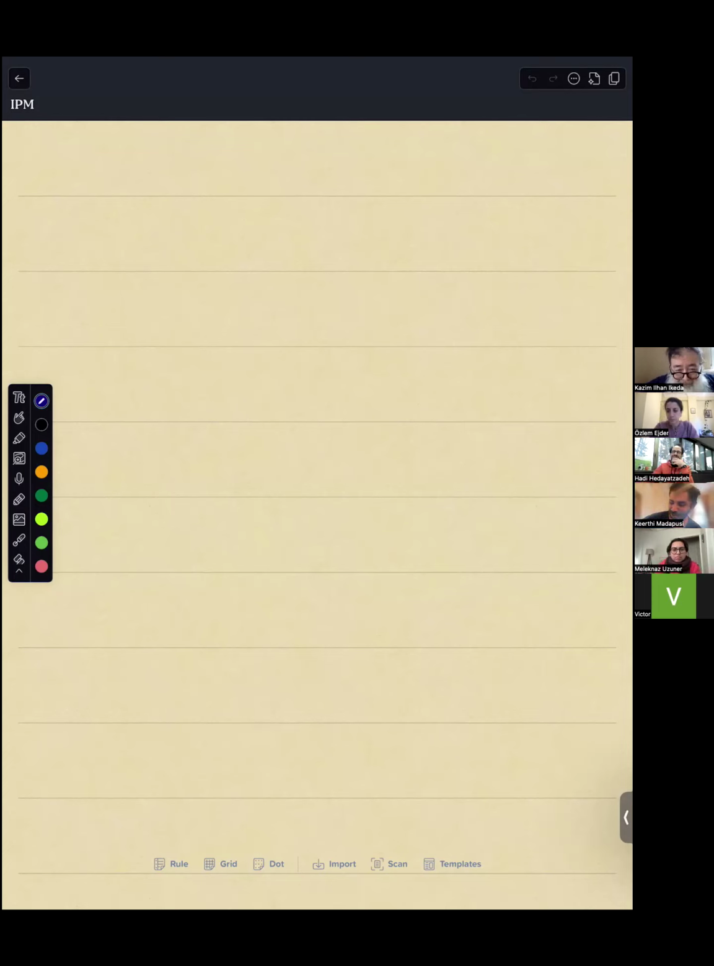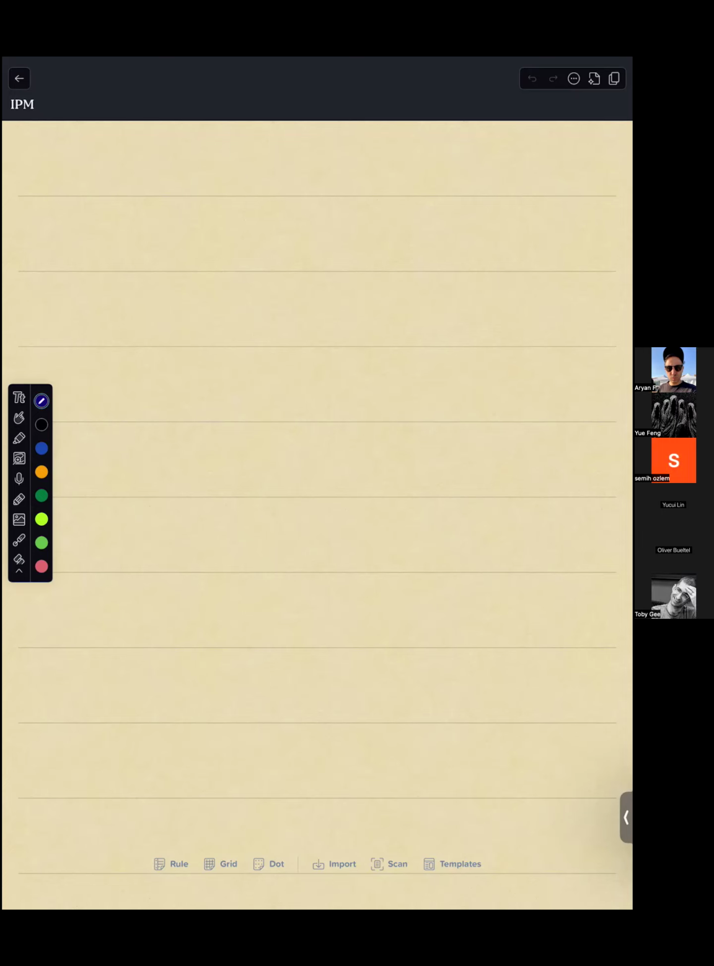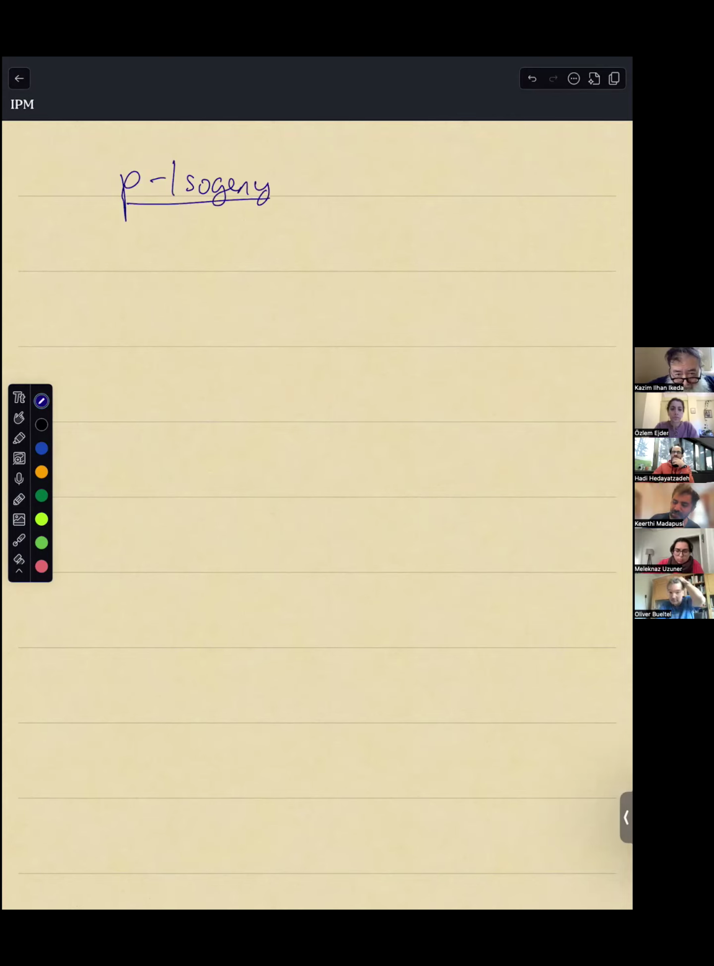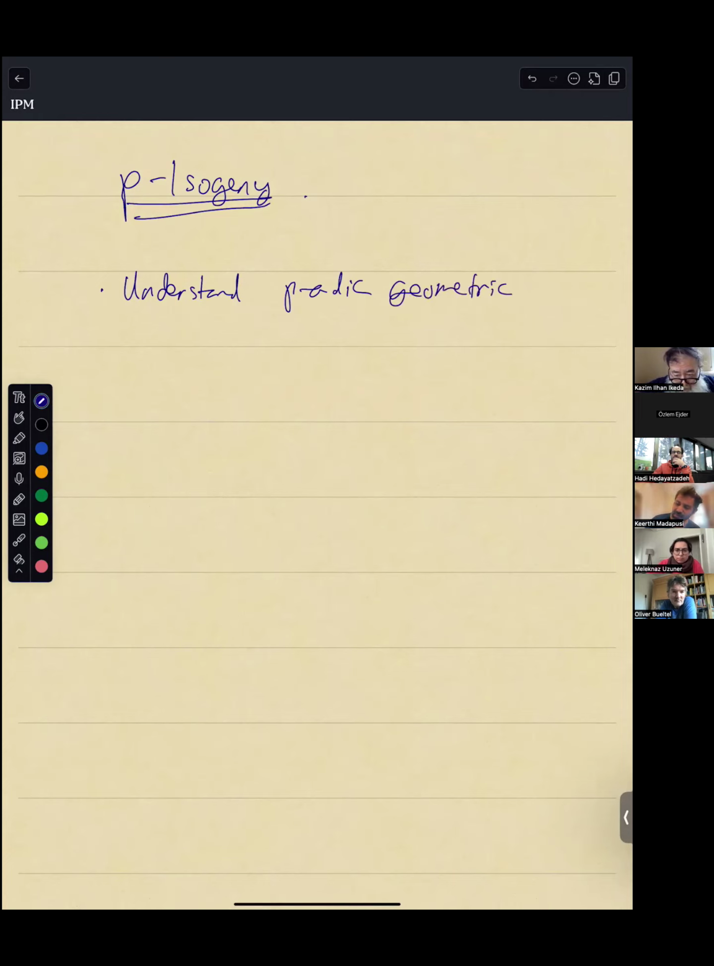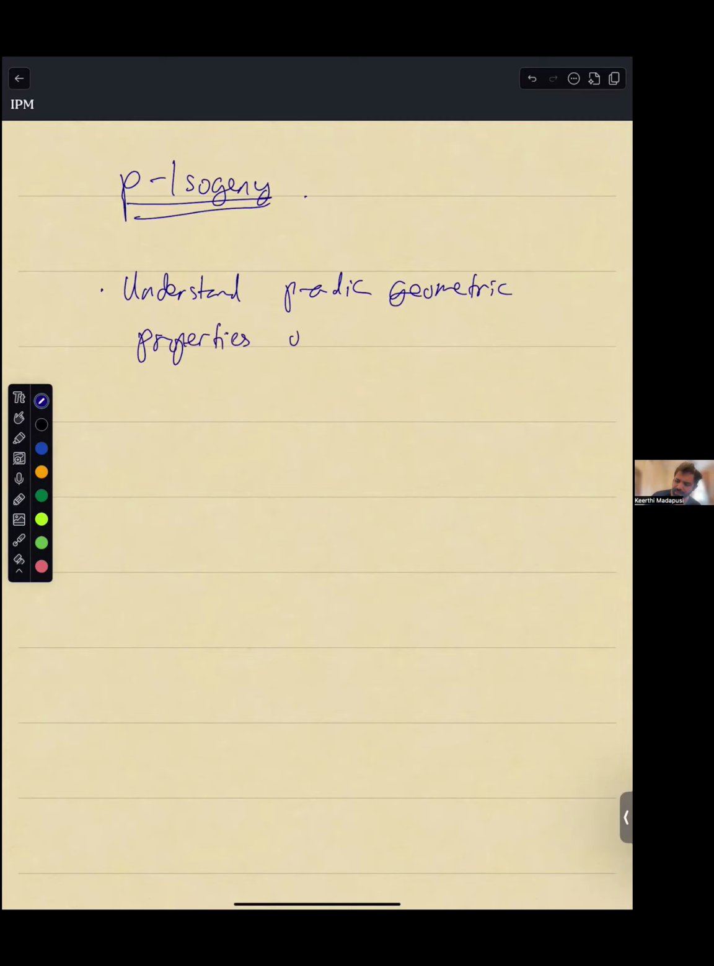I'm very grateful. So I want to talk about essentially the notion of an isogeny, or more specifically, the notion of a p-isogeny. The essential idea is to try to understand p-adic properties, p-adic geometric properties of Hecke correspondences.